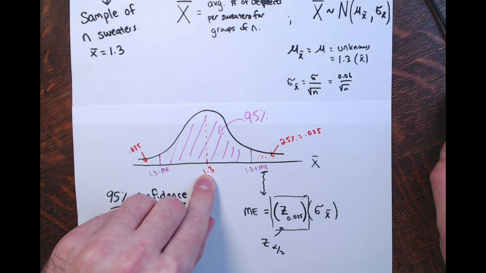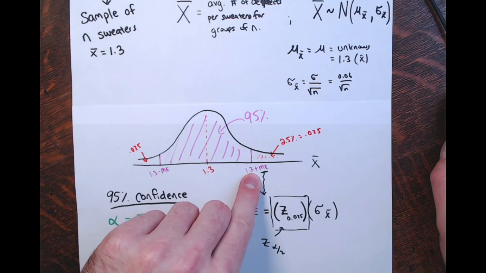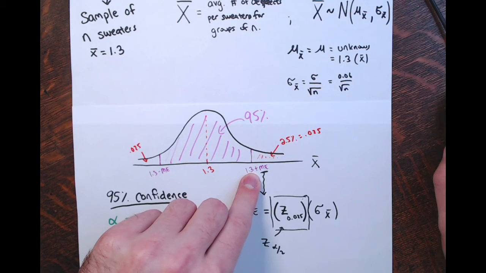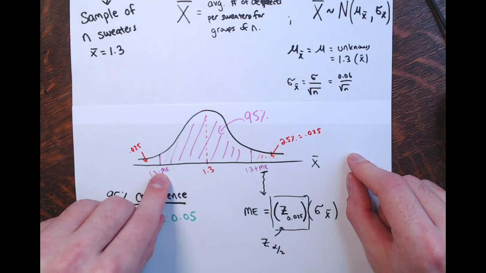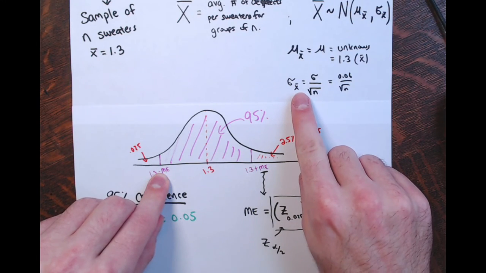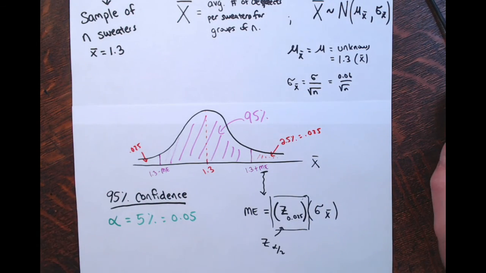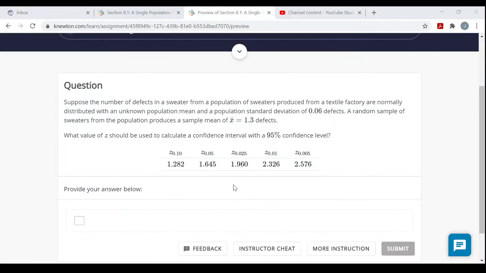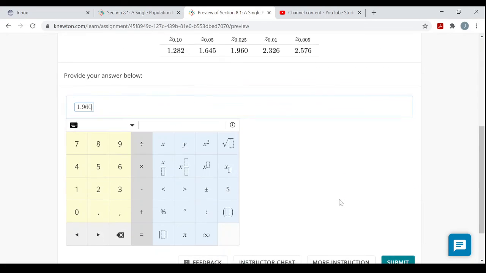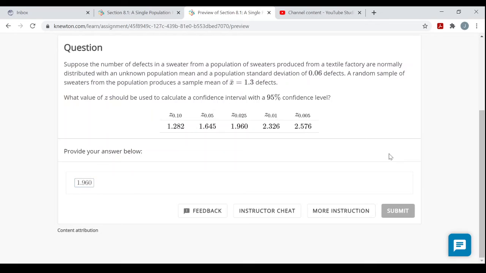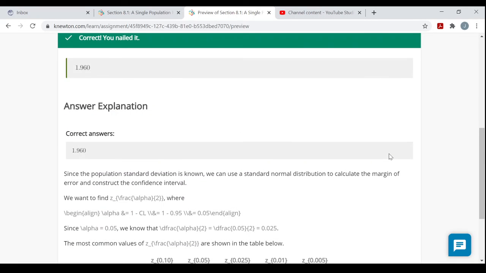So here's 1.3. This upper value of the interval would be 1.96 times whatever this standard deviation is above the mean, and this lower value would be 1.96 times whatever this standard deviation is below the mean. But the z-score we would need is 1.960, and that's what I'll enter. That's all that's being asked. 1.960, submit, and fantastic.